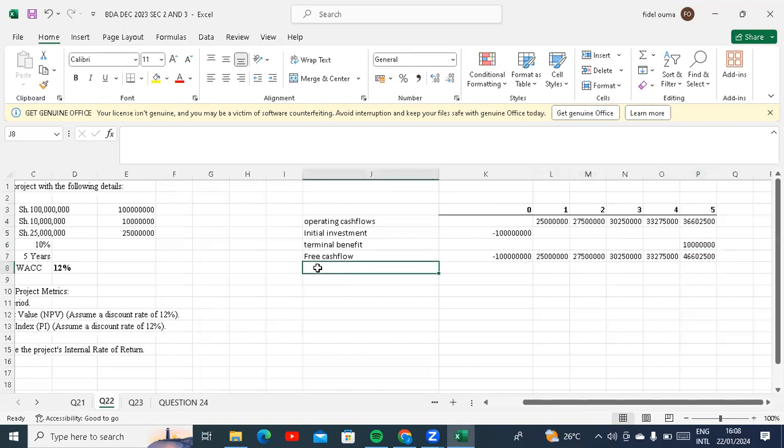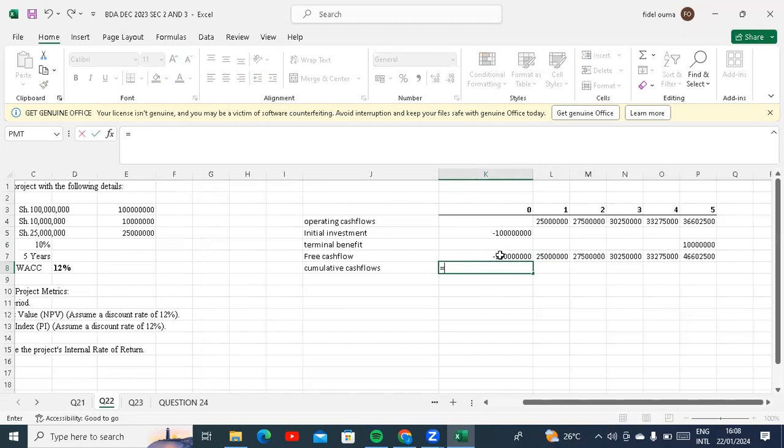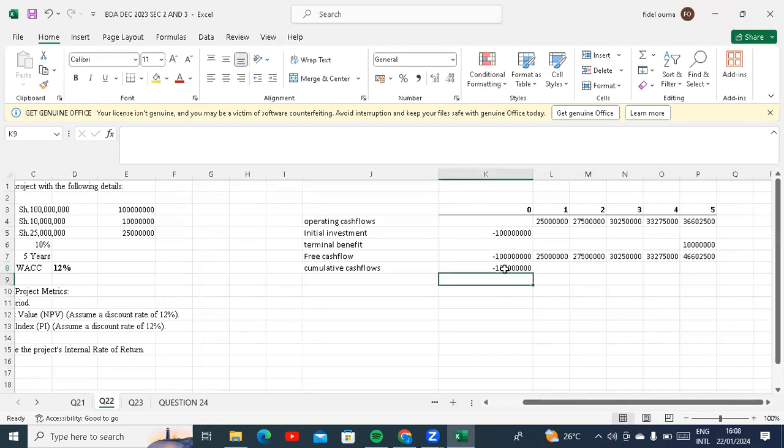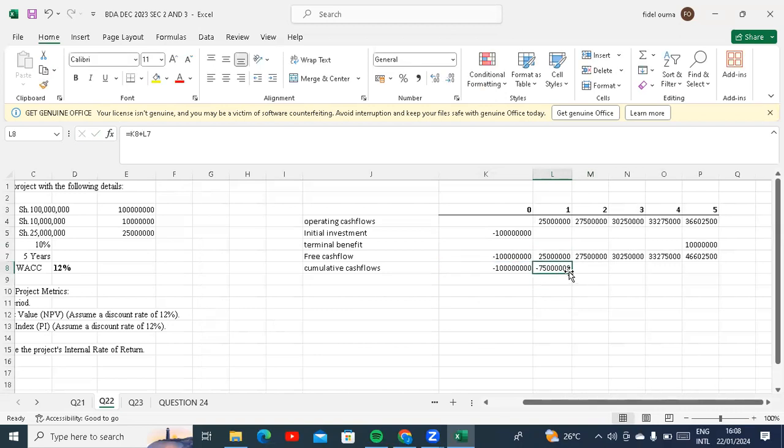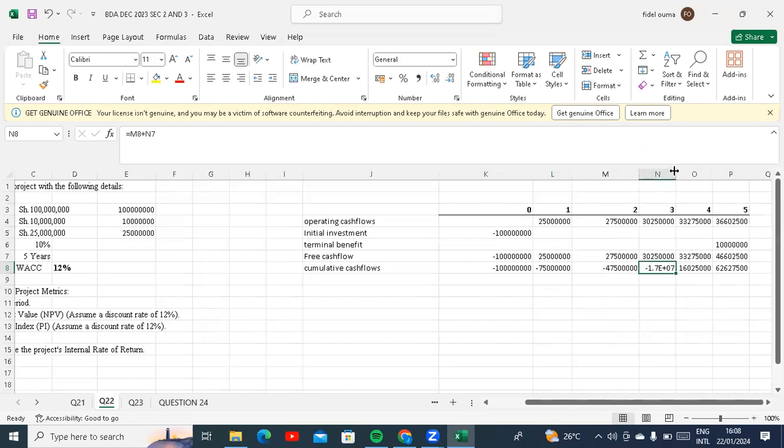After free cash flow, we have cumulative cash flows. We are going to use it to get our payback period. So I'll pick this for year 0. Then for year 1, it will be this plus the year 1 cash flow. I just drag it and it will copy automatically, and we'll also increase the column width.